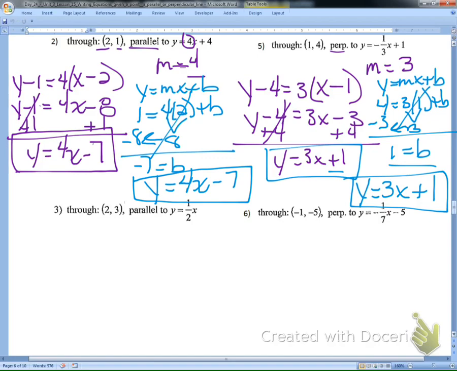Last 2 problems. If you need to push play, why don't you go ahead and complete both problems to its fullest, and then push play to check your work.